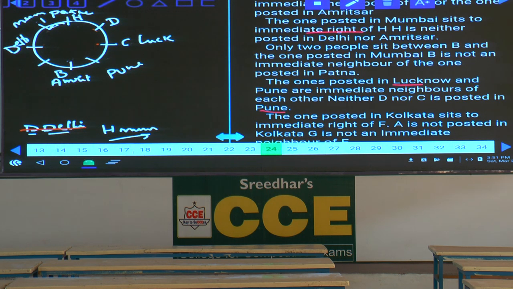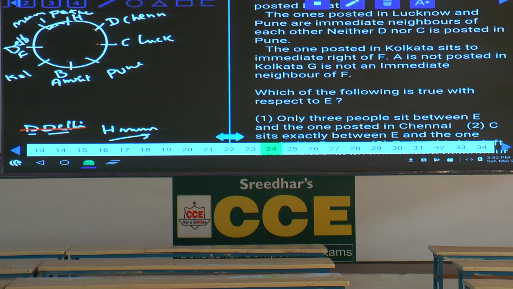Now we are left with only two more. The one posted in Calcutta sits to the immediate right of F. Calcutta is to the immediate right hand side of F. Hence, this person must be Calcutta. Then, Delhi is F. If this is Calcutta, then what is the city left over? Chennai. Hence, D is from Chennai. A is not posted in Calcutta. As A is not posted in Calcutta, A can be from Mumbai or Pune.